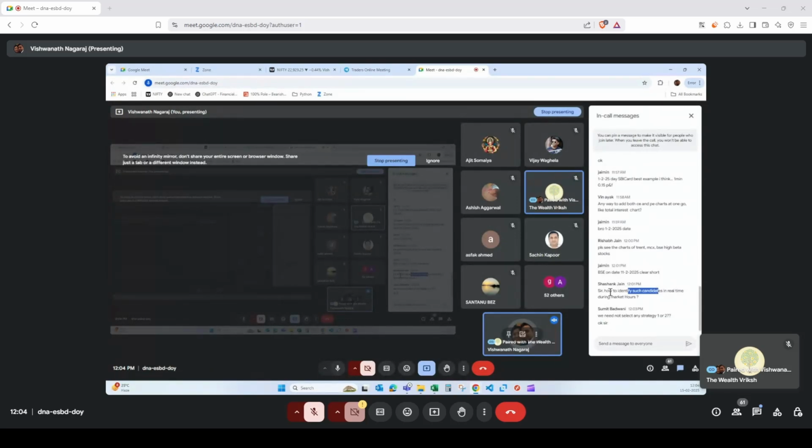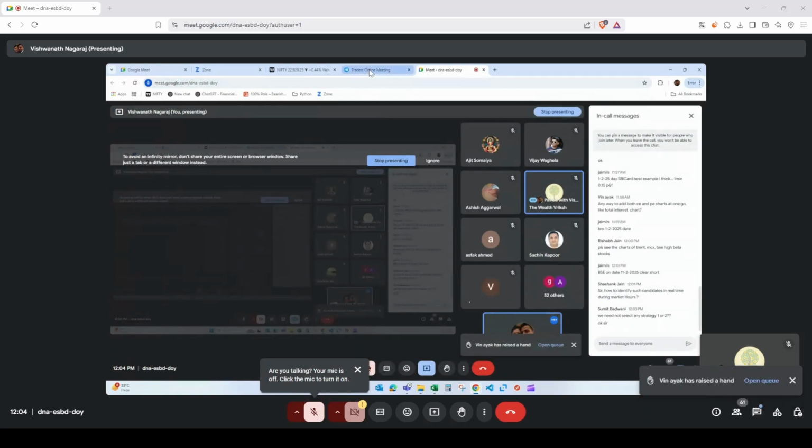Shashank, I think that answers your question, right? How to identify such candidates during real-time market hours. You run this scanner.